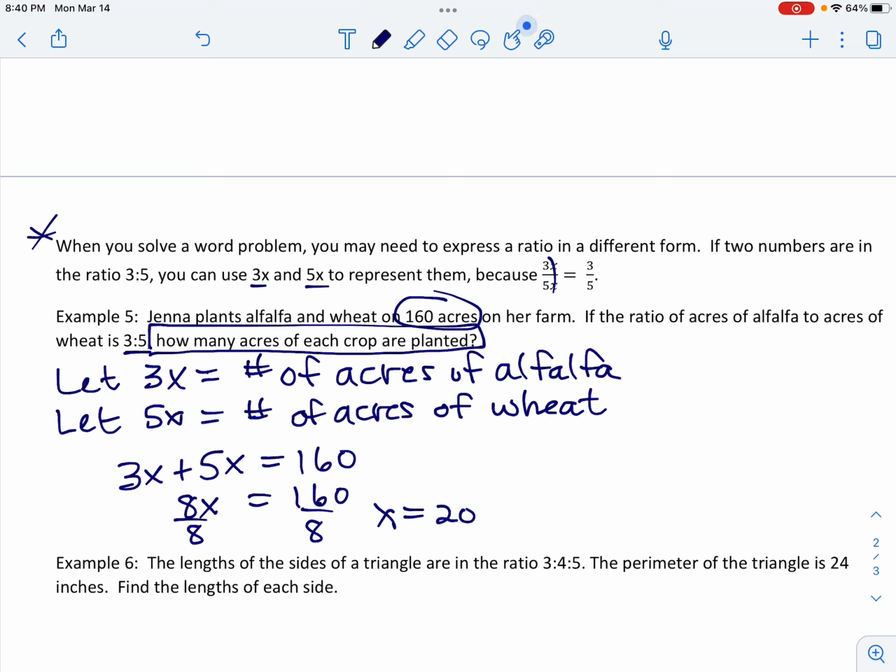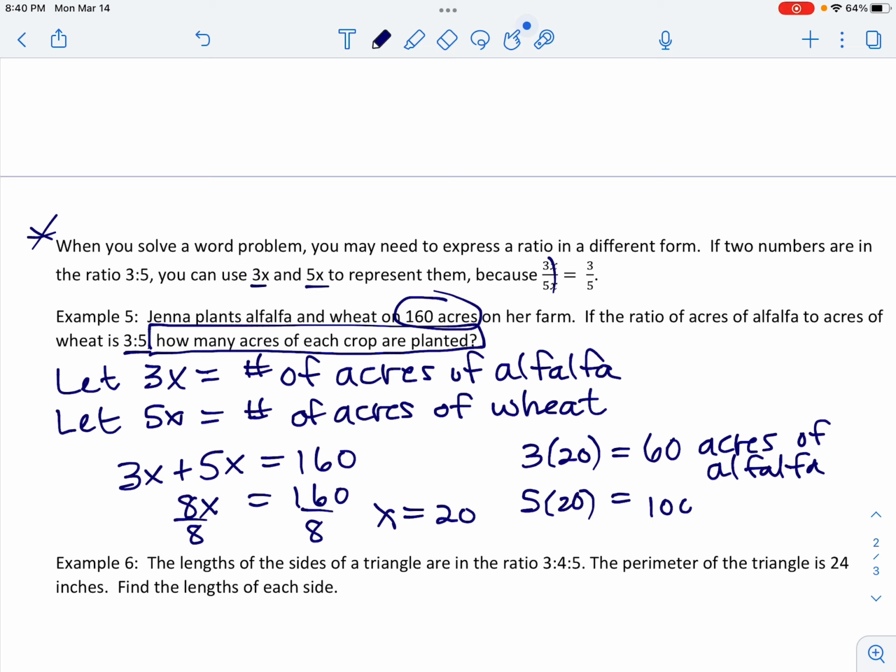So we're not quite done yet. We know what x is, but we have to plug that back in and find out the actual number of acres that we have. So we're going to plug in 3 times 20 for alfalfa, and that gives us 60 acres of alfalfa. And then I'm going to do 5 times 20, and that gives me 100 acres of wheat.